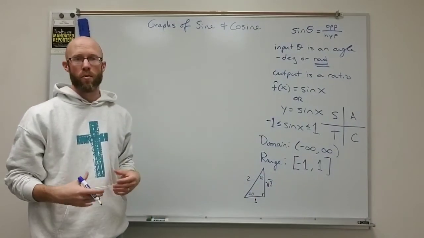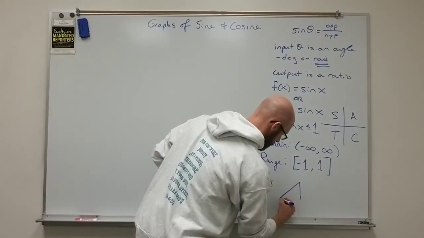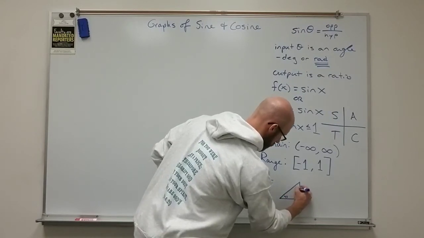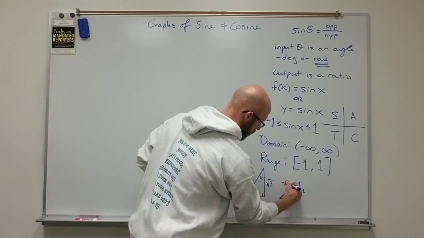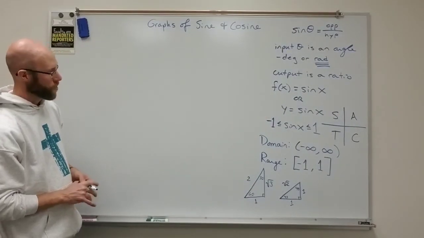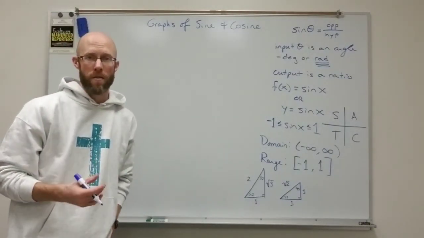And then, of course, we have our 45, 45, 90 triangle, with side lengths of 1, 1, and √2. Okay? Okay, so then that can help us in developing the graph of a sine function.